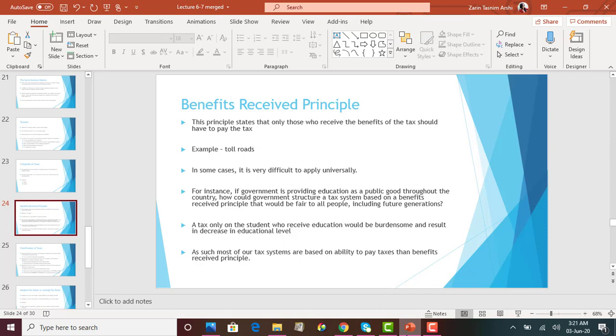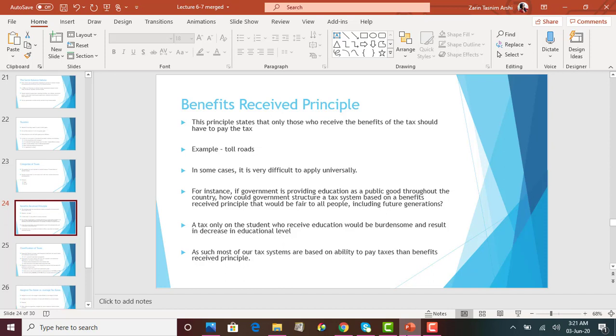The first one is called the benefits received principle. What this principle states is that only the people who receive the benefit should repay the taxes. Not everyone should pay the taxes. Only the people who receive the benefit should pay taxes. An example of this would be toll roads. Whoever is using the toll road will pay the tolls. If you're using the local roads, you don't need to pay tolls.